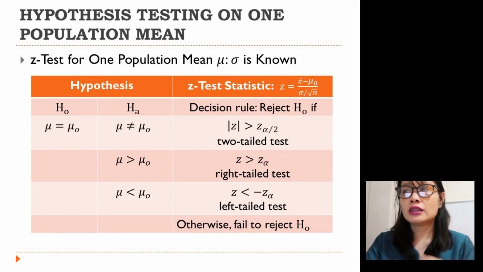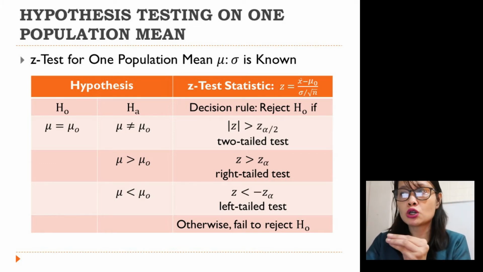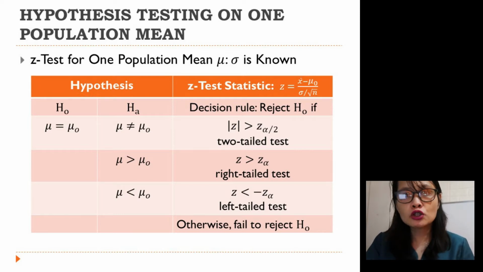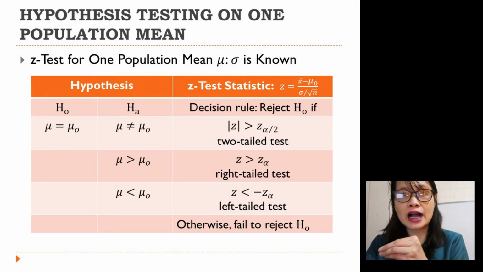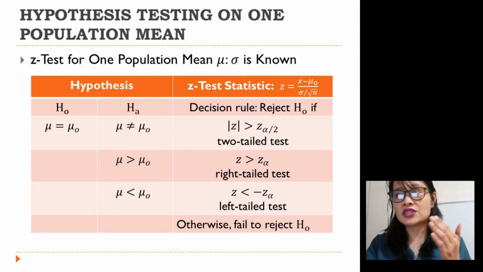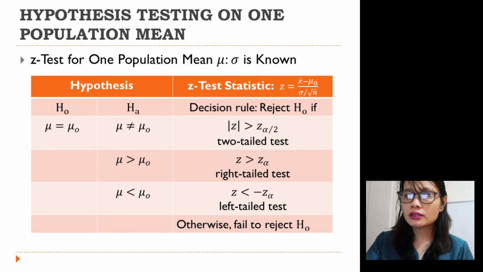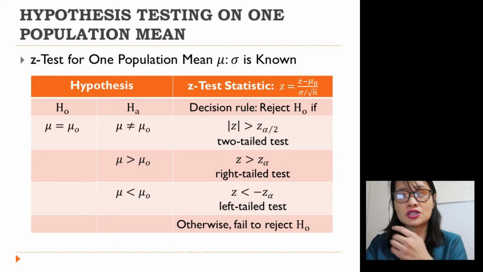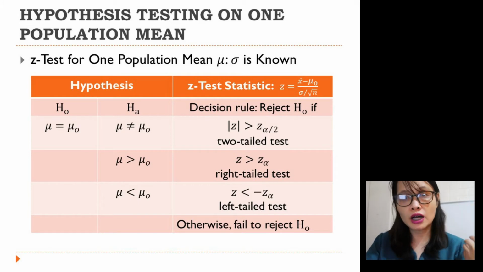Okay? Decision rule. We can only reject HO under the following conditions. Number 1, kapag two-tailed, your absolute z value is greater than z alpha over 2. Next condition, z value is greater than z alpha. Third condition, z is less than negative z alpha. Okay? So kung pasok naman sa conditions, you need to reject your HO. If not, fail to reject it. Okay? Let's continue.